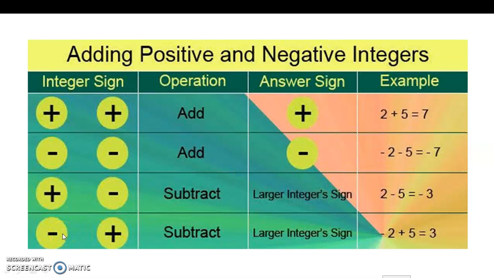Lastly, the first integer is negative, the second integer is positive. Again, opposite signs we will subtract, and we put the sign of the larger integer. Example, minus 2 plus 5. On subtracting 5 minus 2, we get 3. Over here, if you see, 5 was the greater integer, which has a plus sign, so the answer is 3.